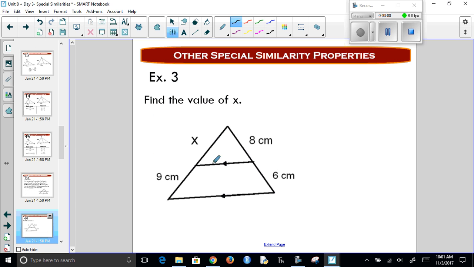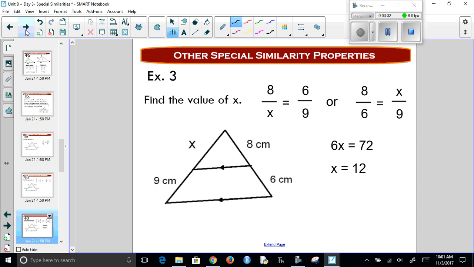For instance, when this cuts through, in the last section, we would do 8 over the whole thing equals x over x plus 9. But now we can just, with our new rule, we know that 8 over 6 is going to equal x over 9. And now we can just cross multiply and divide, and we get 72 equals 6x, and that should equal 12.